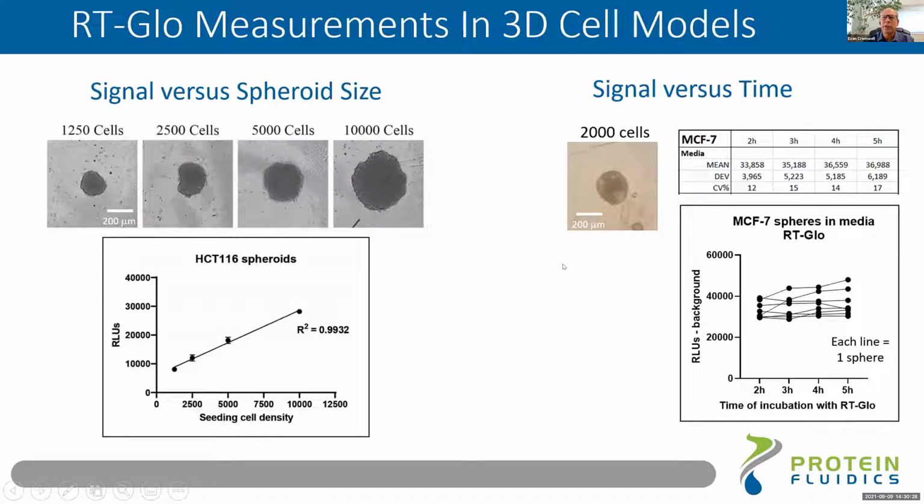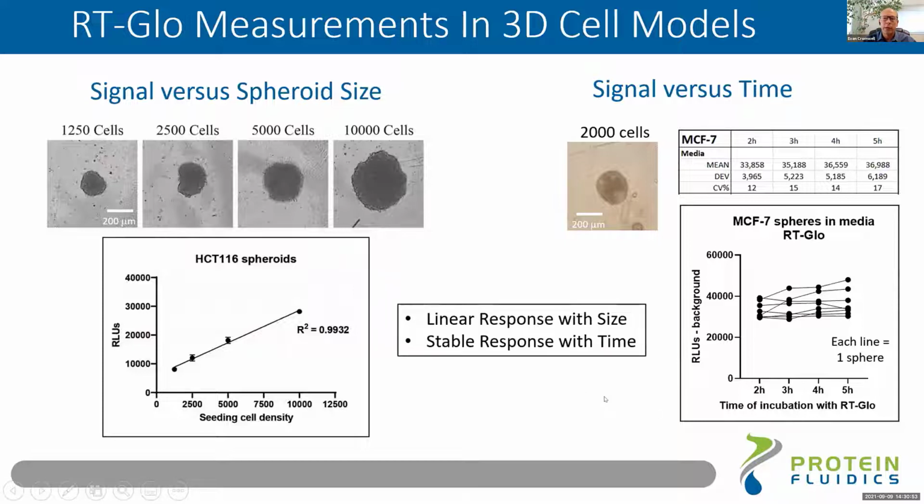We also looked at signal versus time. This is looking at MCF7 cells, where we did 2,000 cells per well, again in these low attachment round bottom plates, and then looked at the response of RealTime-Glo over time. It takes about 2 hours to establish an equilibrium signal from this assay, but after 2 hours you can see that it's very stable. So our bottom line is we're seeing a nice linear response with size and a stable response with time, and we're very encouraged about using this as a normalization tool for 3D cell models.